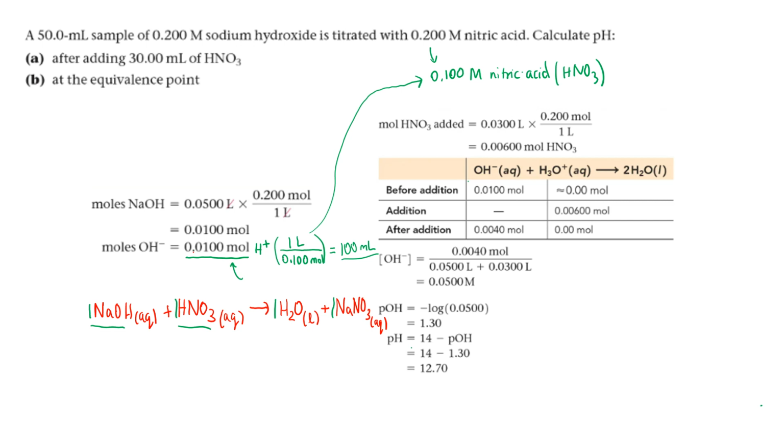You guys see the trend, right? The less concentrated your acid is, the more volume you need to titrate the base. The less concentrated this is, the more volume I need to eat up all of that. And in this case, it's 100 milliliters now. Before it was 50, so you can make sense of that.